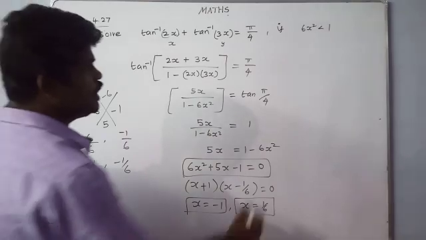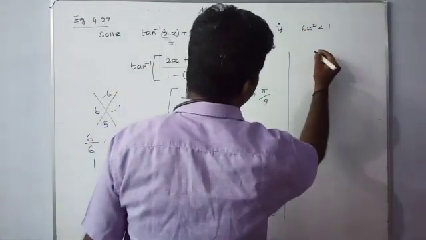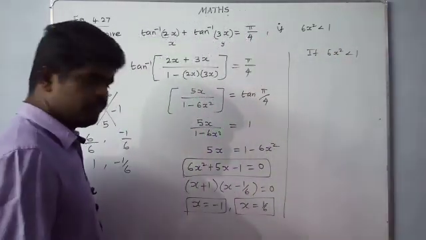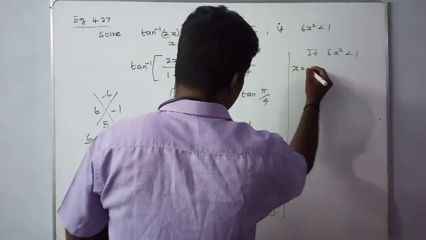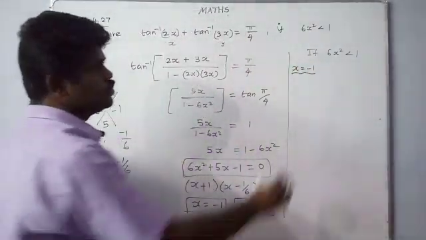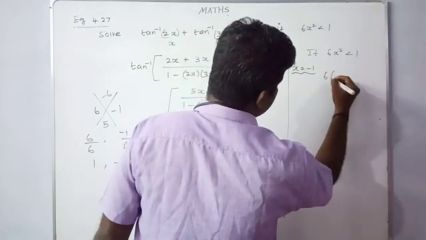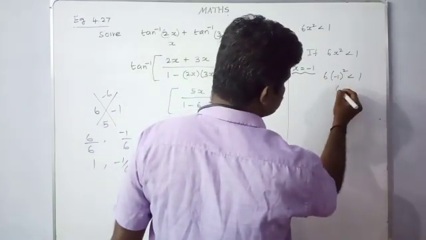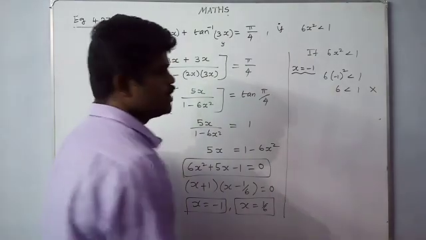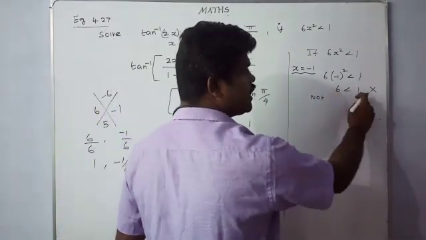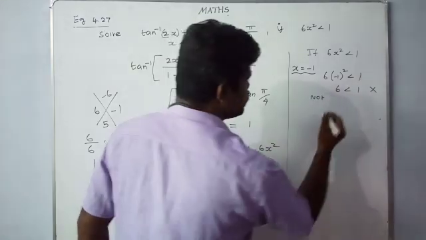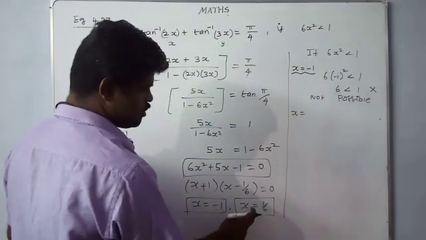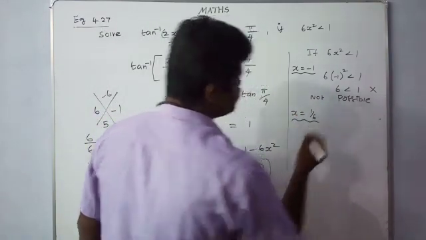These are the two values, but we want to satisfy the condition: 6x squared less than 1. If x is equal to minus 1, we give x equal to minus 1 to this one. Here 6 into minus 1 the whole square is less than 1? Because minus 1 whole square is 1, so 6 less than 1, which is not possible, because 6 is greater than 1. But here 6 is less than 1, so not possible. And we take x is equal to 1 by 6.